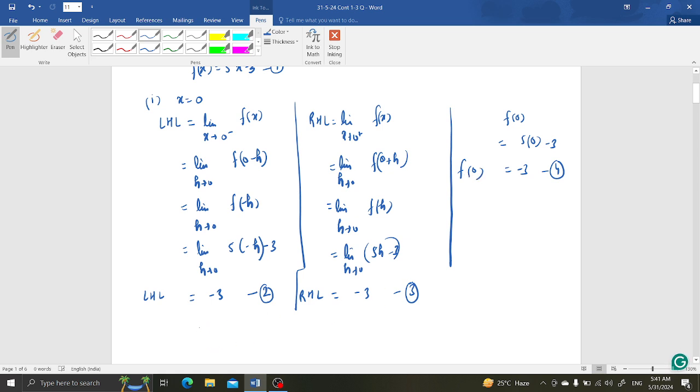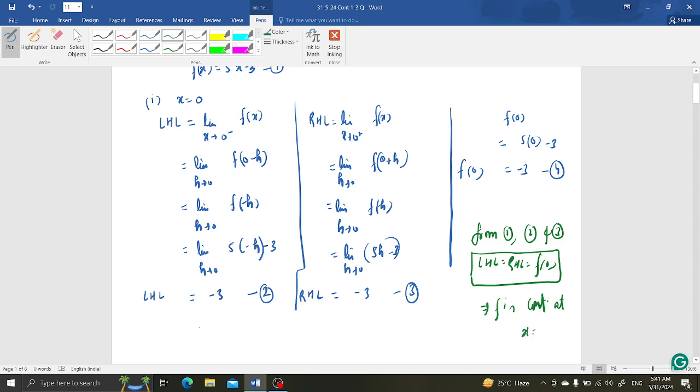Now we can imply that from first, second and third we have LHL equal to RHL equal to f of 0. If these three things are equal, then we say f is continuous at x equal to 0. I hope you understand this thing.